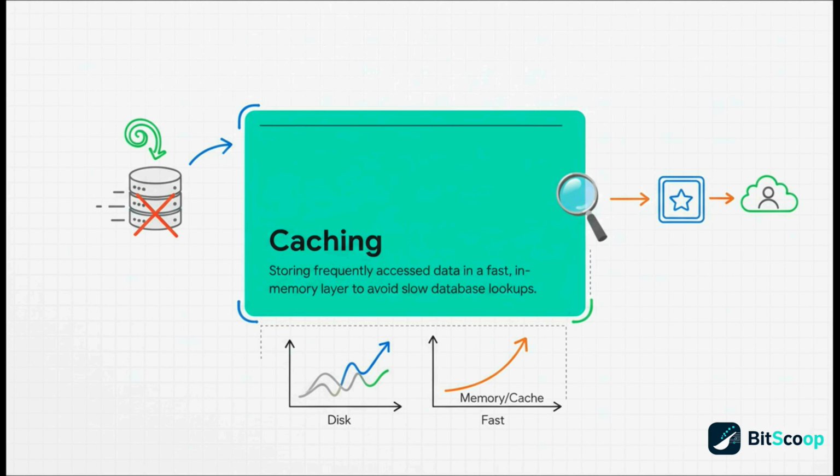Now, here's the thing. No matter how fast your database is, getting data from a spinning disk is always going to be slower than getting it from a computer's main memory. So we add a secret weapon, a cache. A cache is just a small, super fast layer of memory where we keep copies of the data we use most often. It's like the system's short-term memory, and it makes everything feel incredibly snappy.